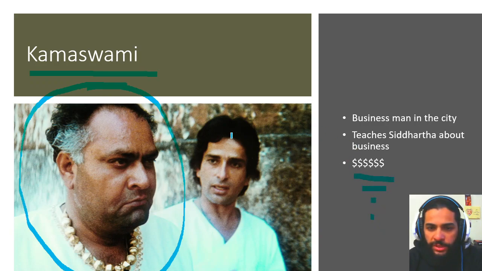And at one point in his life, after Siddhartha is done learning about religion and meeting the Buddha and learning about Hinduism and even learning about love and relationships with Kamala, he's like, now I got to make some money. That becomes a very important priority in his life. And so he learns all these things from a gentleman named Kamaswami.